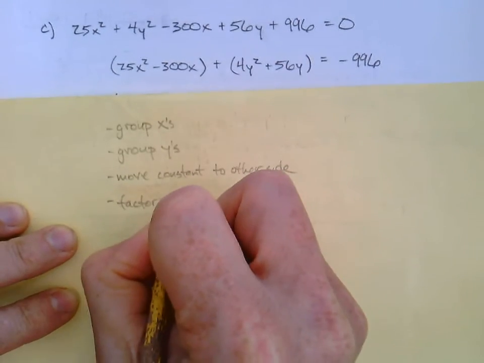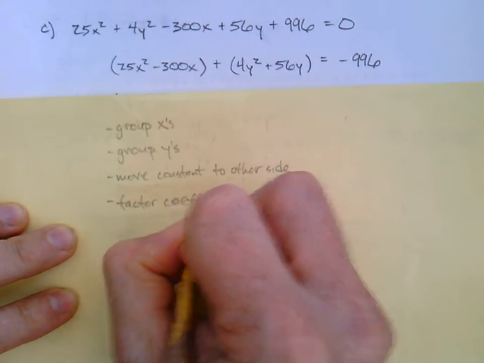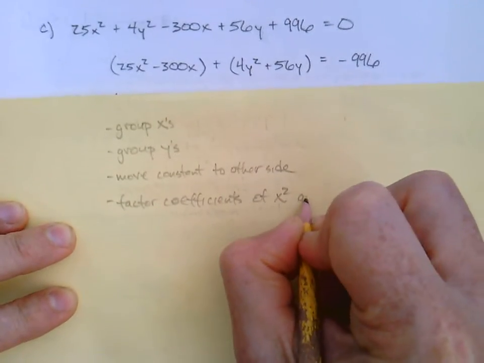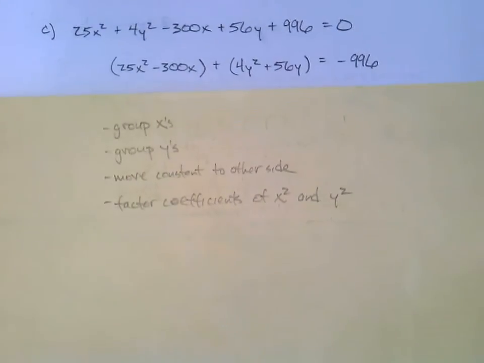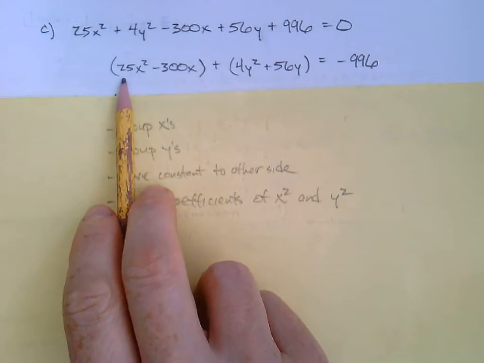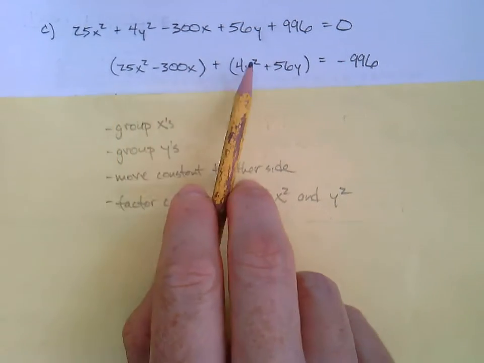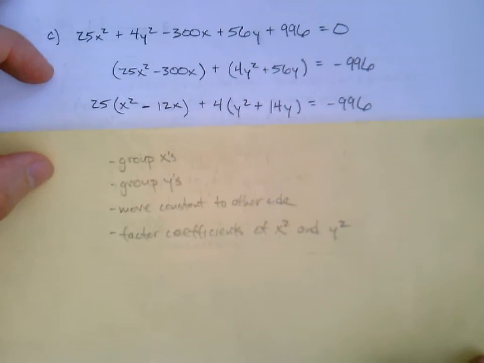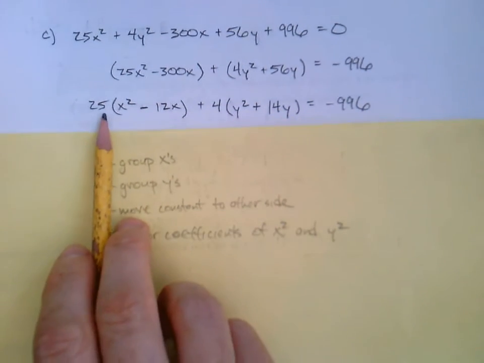Factor coefficients of x squared and y squared. Just the number only, just the coefficient we factor. So here's what that would look like. So we take the 25 out.